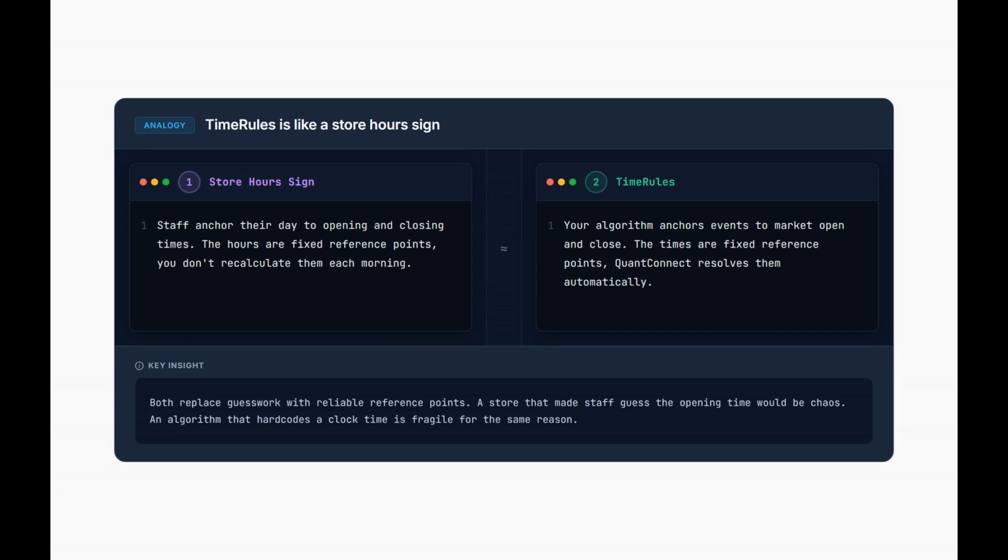TimeRules works exactly the same way. It gives you anchors like market open and market close. Instead of hard coding a time like 9:30 a.m. that could break with time zone changes or market schedule adjustments, you reference TimeRules.AfterMarketOpen, and QuantConnect resolves the exact time automatically.